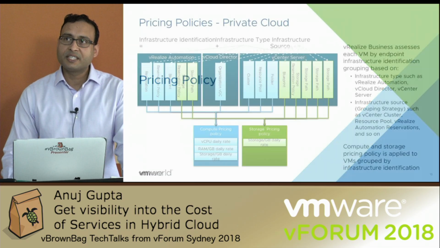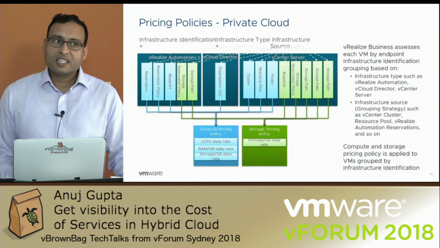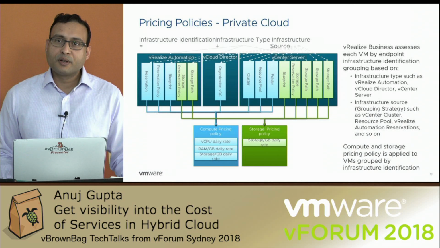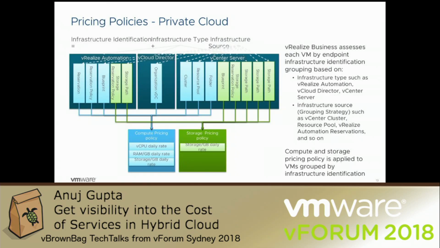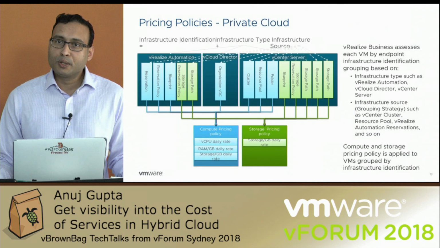Now in the pricing policy step, vRealize Business for Cloud gives you the flexibility to define pricing policies for different underlying endpoints. Now these endpoints could be a vCenter server, it could be a VRA, or it could be a public cloud. For example, in case of a VRA, it could be a reservation which is coming to a business group. For vCenter server, it could be a compute cluster or a resource pool, or for a public cloud like AWS, it could be an EC2 account.